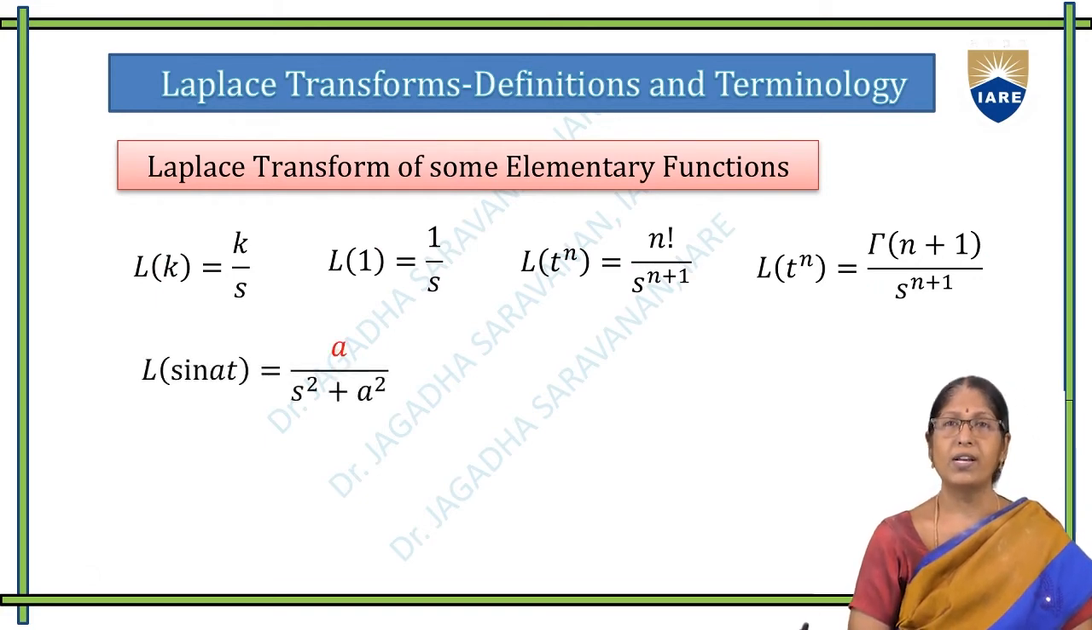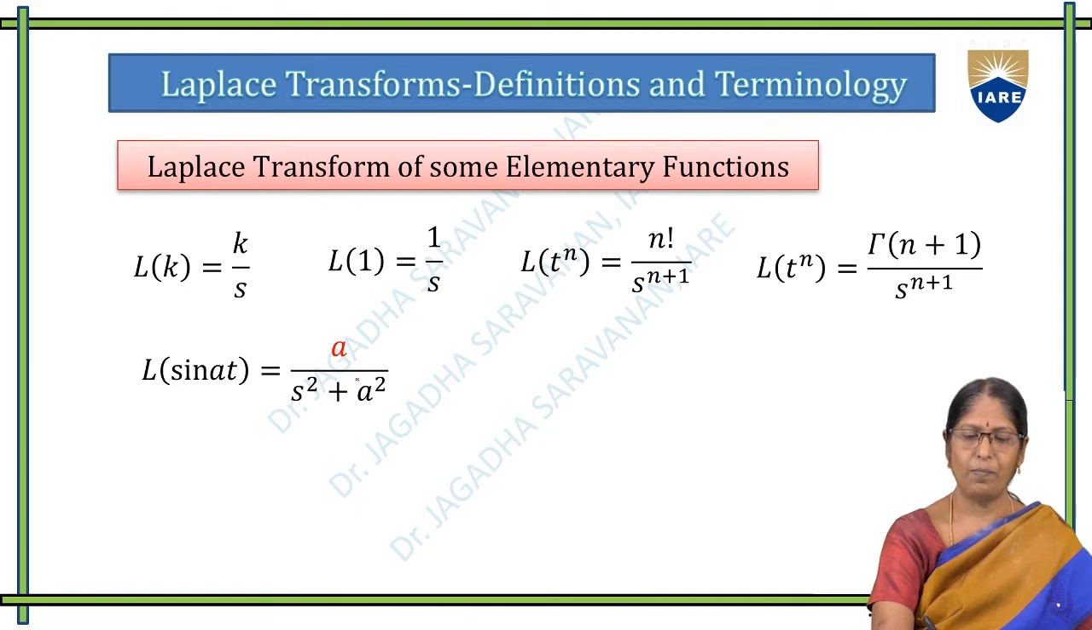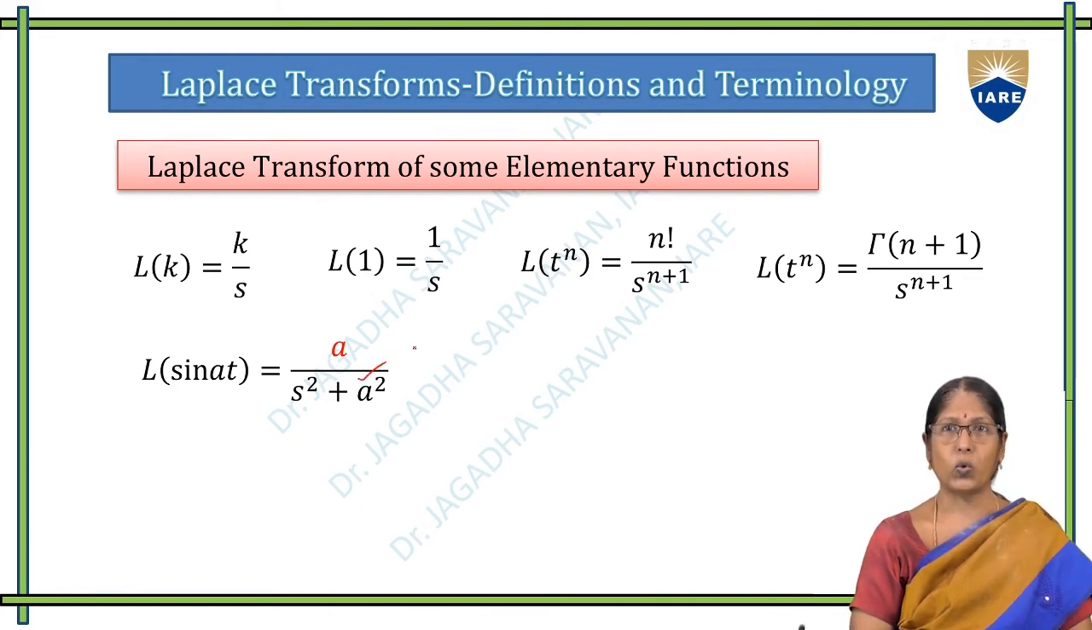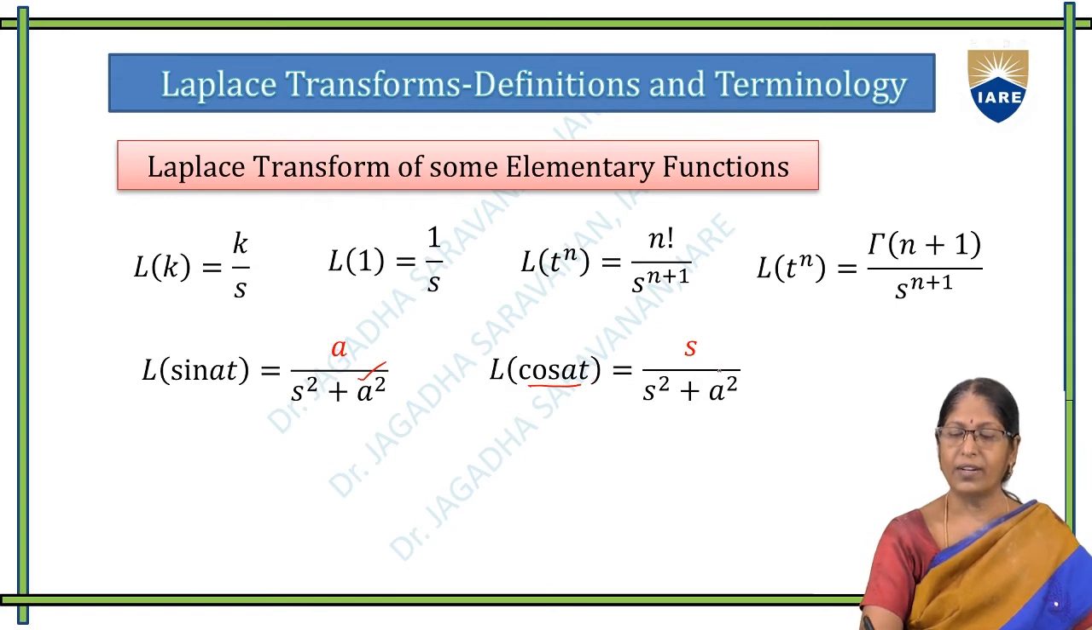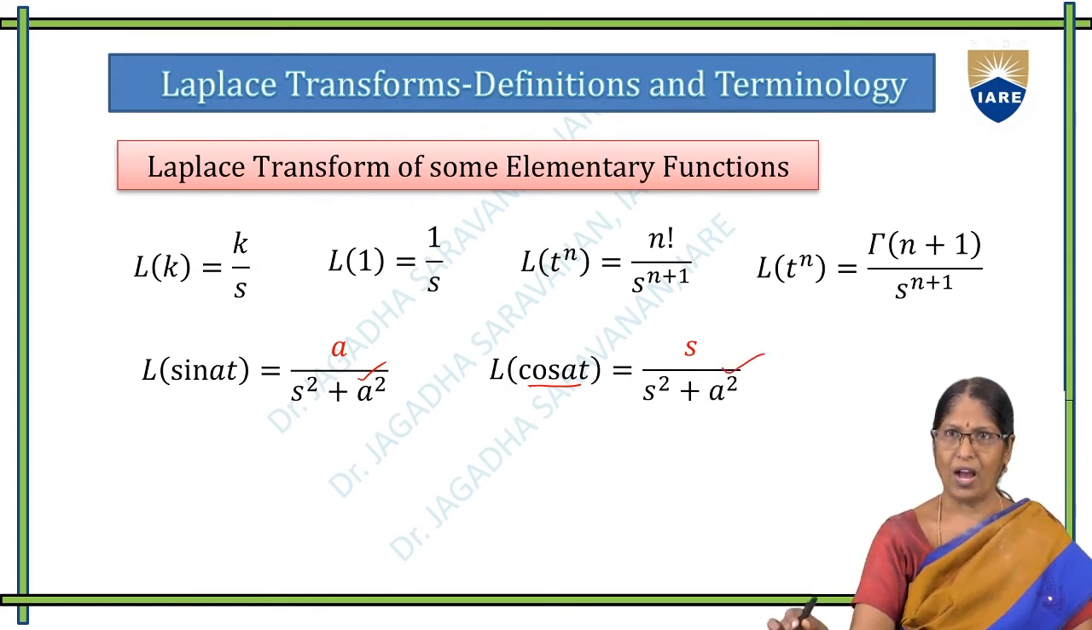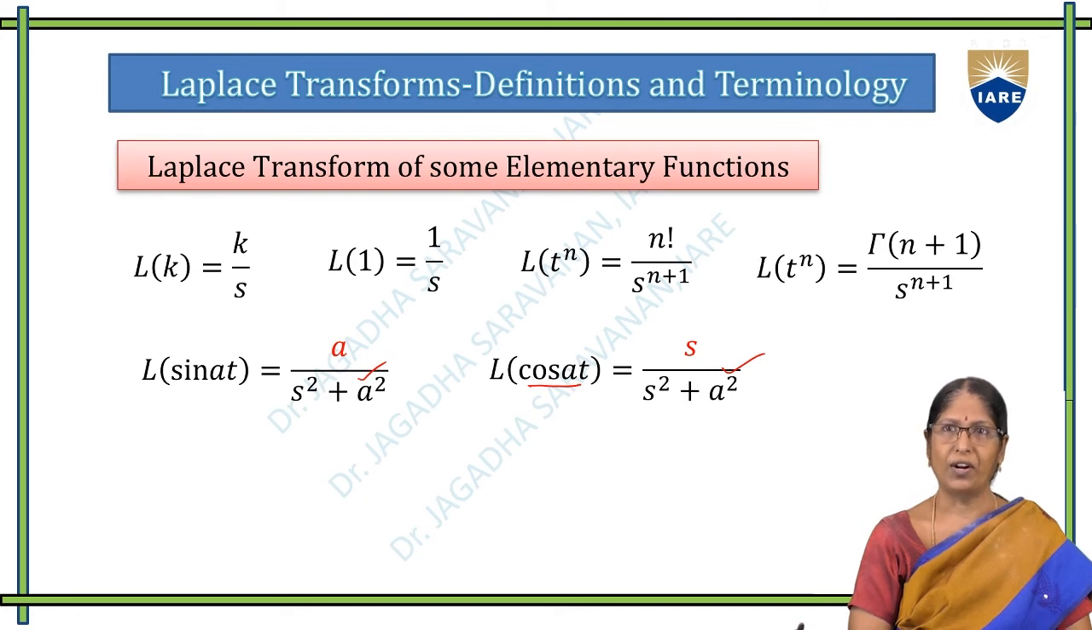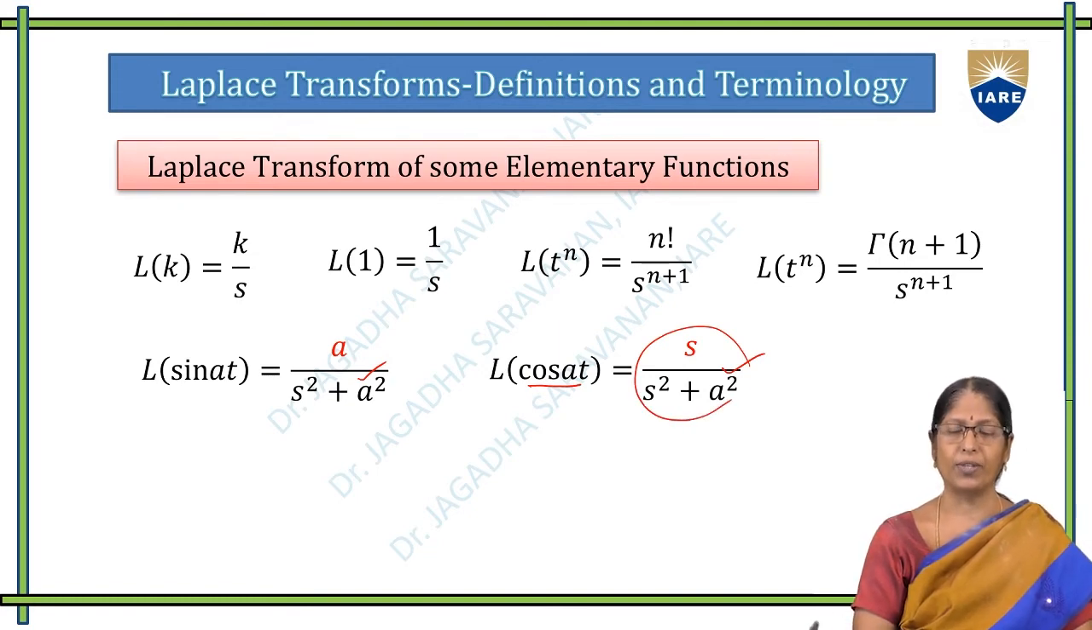And L of sine at, say a by s square plus a square. L of cos at, that is our f of t here, cos at. The result is, we have to substitute f of t, replacing cos at into e power minus st. We have to do the integration. We will obtain this result. But while solving the problems, if L of cos at comes, directly we can apply these formulas.